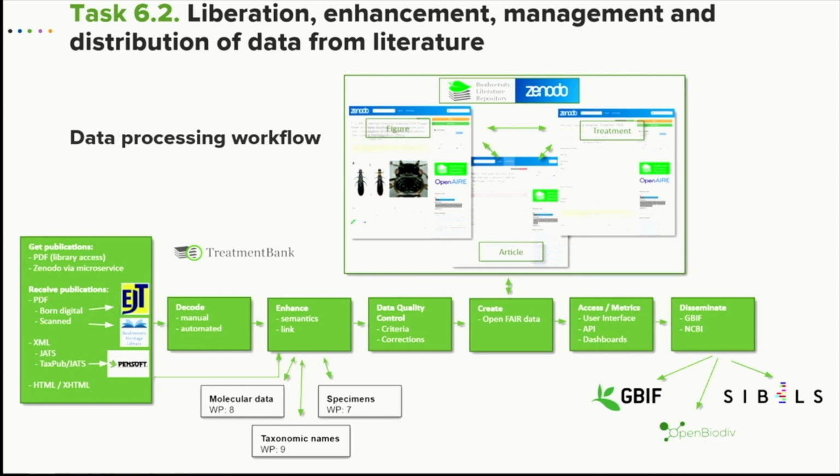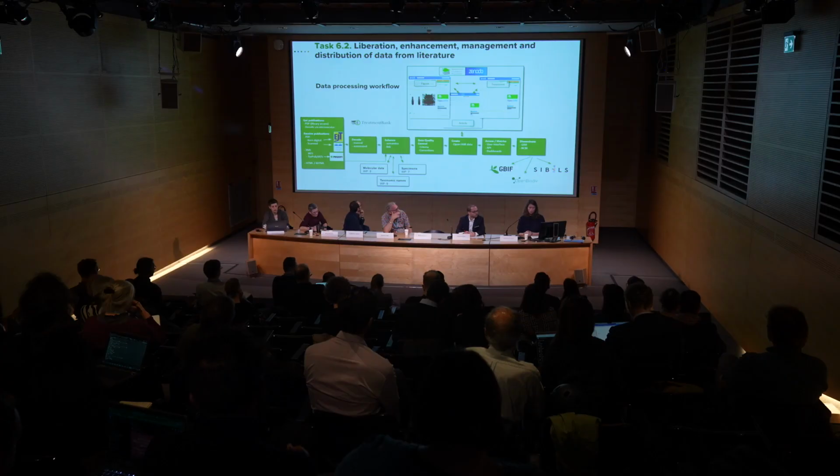Then when the data are enhanced, these data are then controlled, and FAIR data can be created. So on Zenodo, for example, all the figures, the treatments, and the articles themselves are created online with a special DOI. And finally, this data is disseminated in the different databases like GBIF or OpenBiodiv.